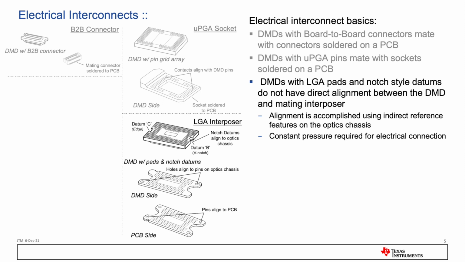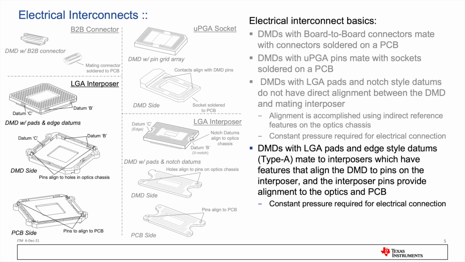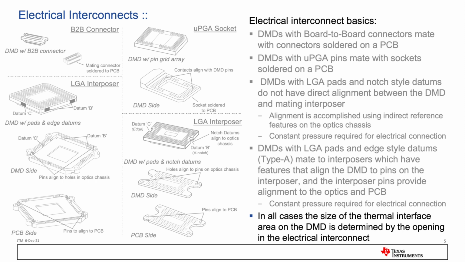electrical connection. DMDs with LGA pads and edge-style datums utilize interposers which have features that align the DMD to alignment pins on the interposer. The interposer alignment pins are then used to align the interposer to the PCB. Again, uniform pressure is needed to ensure a good electrical connection. The size of the thermal interface is determined by the opening in the electrical interconnect.